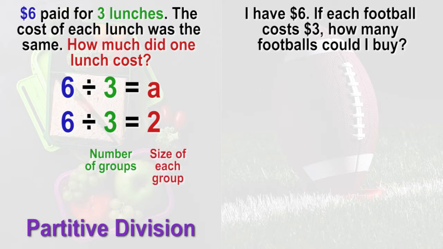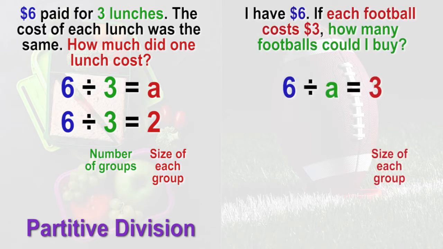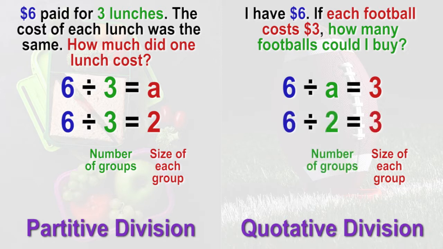In our second problem, we again have $6, but this time we know the size of each group, or that each group represents $3. This problem is an example of the quotative or measurement interpretation of division because the measure is known, or the amount for each football is known.